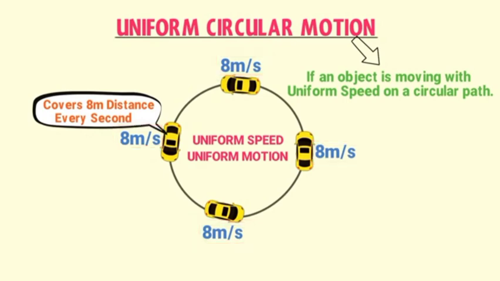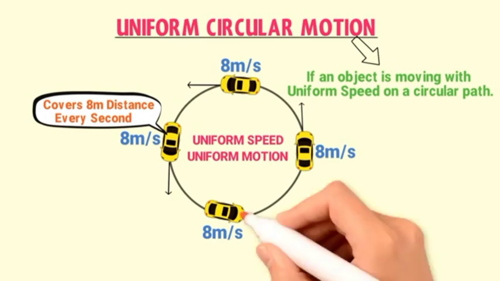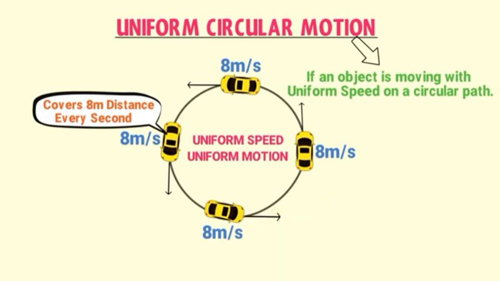The direction of the car at this point is like this. At this point, the direction of the car is like this. Also, at this point, the direction of the car is like this. And the direction of the car at this point is also like this. Although the speed or magnitude of velocity of the car is the same, uniform or constant, the direction of velocity of the car is constantly changing at each and every point.